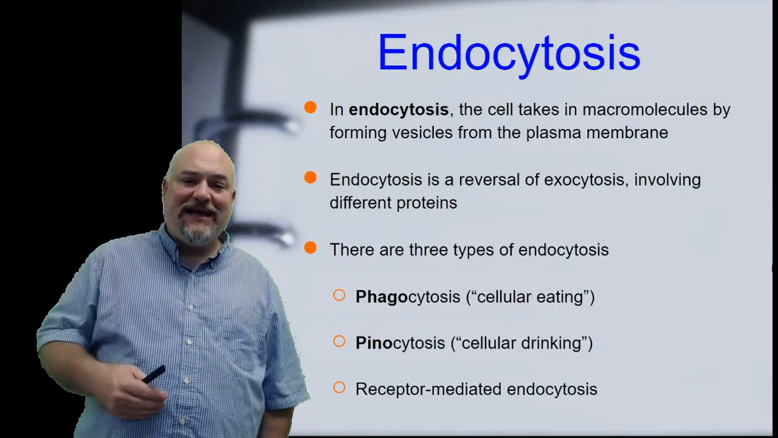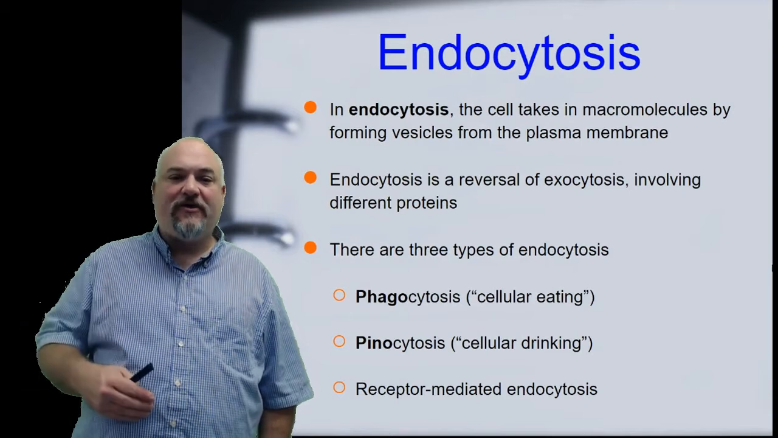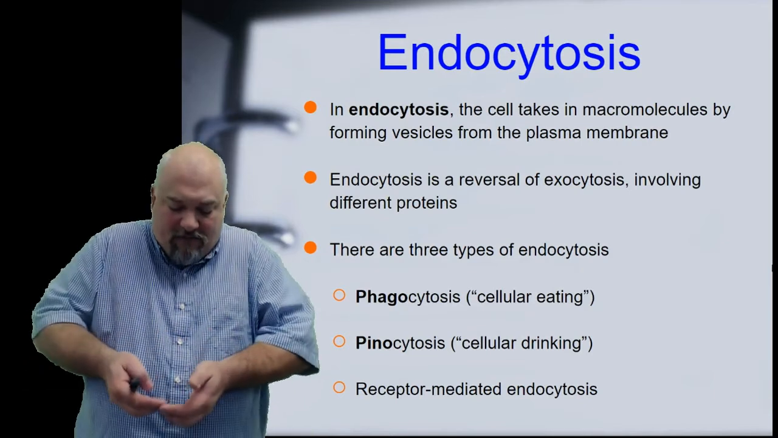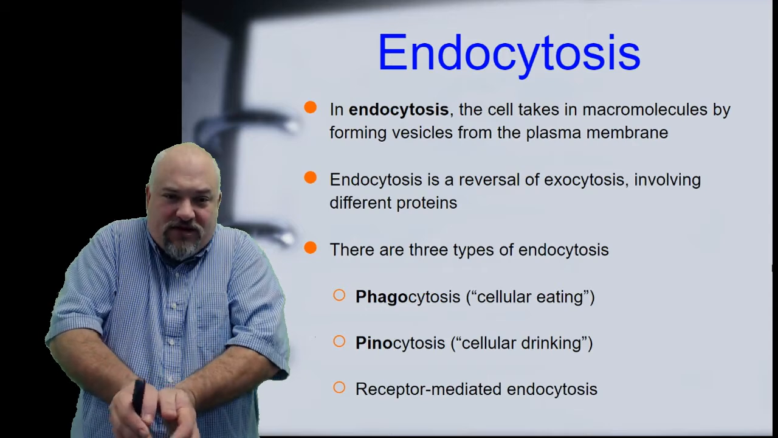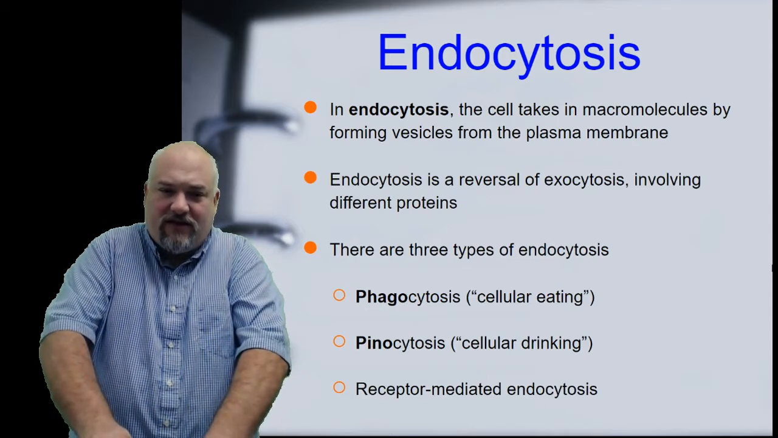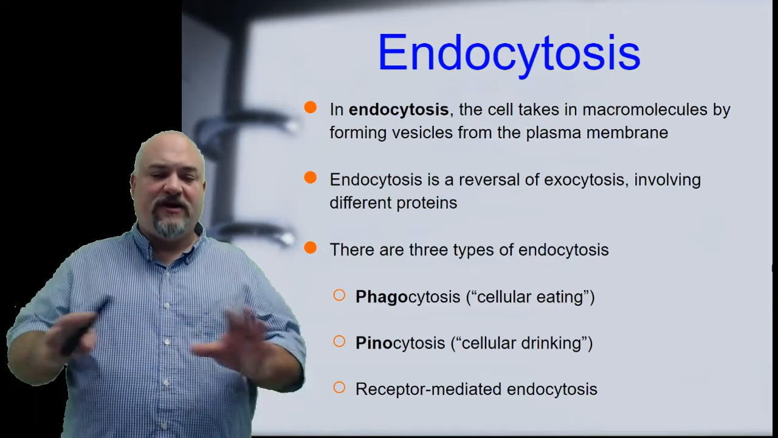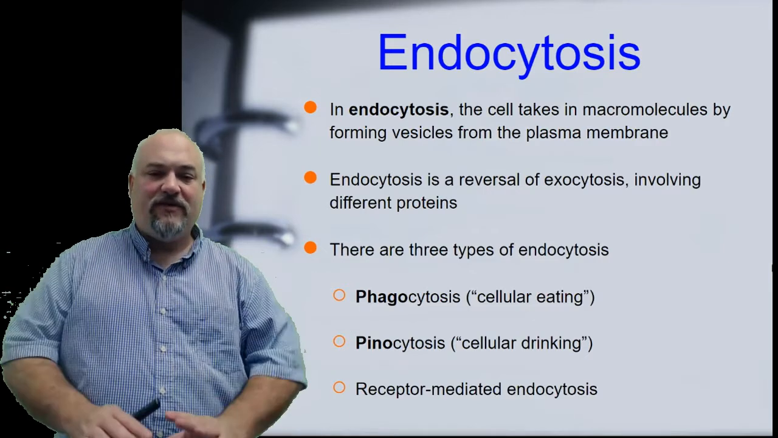Endocytosis, bringing things in. The cell takes in macromolecules by forming vesicles from the plasma membrane, so it kind of pockets in and absorbs the stuff and pushes it through. We'll show a video in a minute that'll make that a little more clear. Endocytosis is a reversal of exocytosis involving different proteins, but it's still basically the same thing.